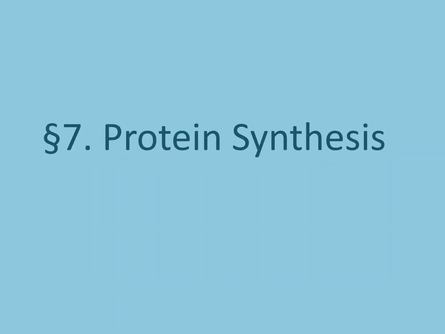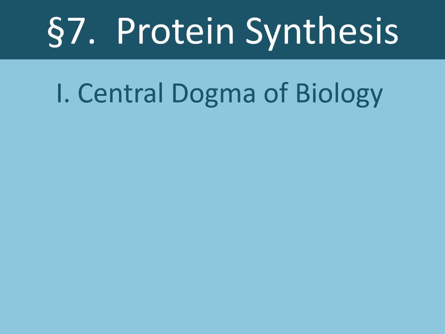Section 7, protein synthesis. Let's begin by talking about one of the most fundamental ideas in biology, the central dogma. It was first explained by Francis Crick of the double helix fame. The central dogma describes the flow of information that allows genes to be expressed. It begins with the exchange of information that allows DNA to be copied. You know now that copying our DNA is crucial for cell division.